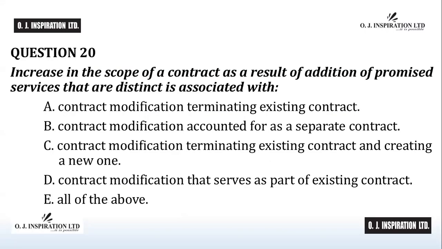Question number 20. Increase in the scope of a contract as a result of addition of primary services that are distinct is associated with: A. contract modification terminating existing contracts. B. contract modification accounted for as a separate contract. C. contract modification terminating existing contract and creating a new one. D. contract modification that serves as part of existing contract. E. all of the above.